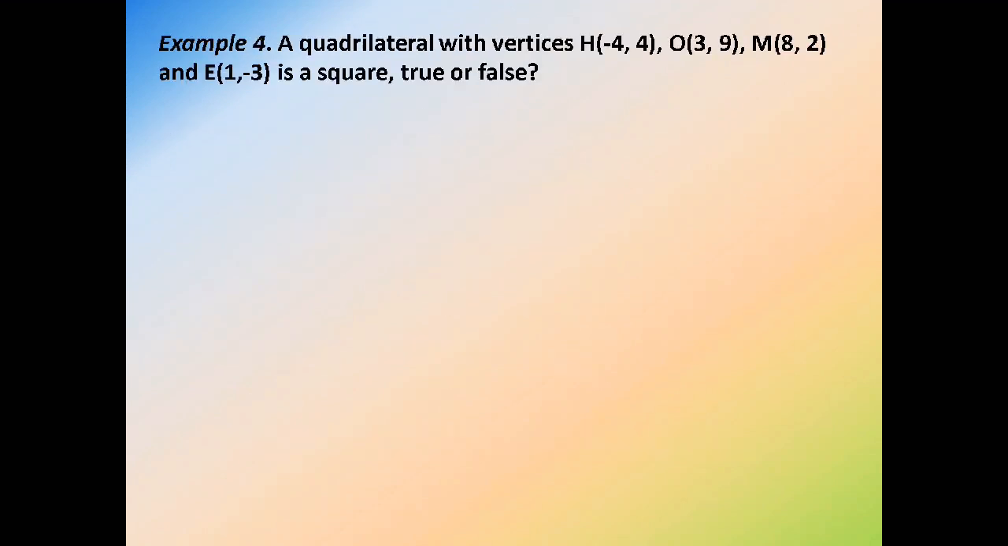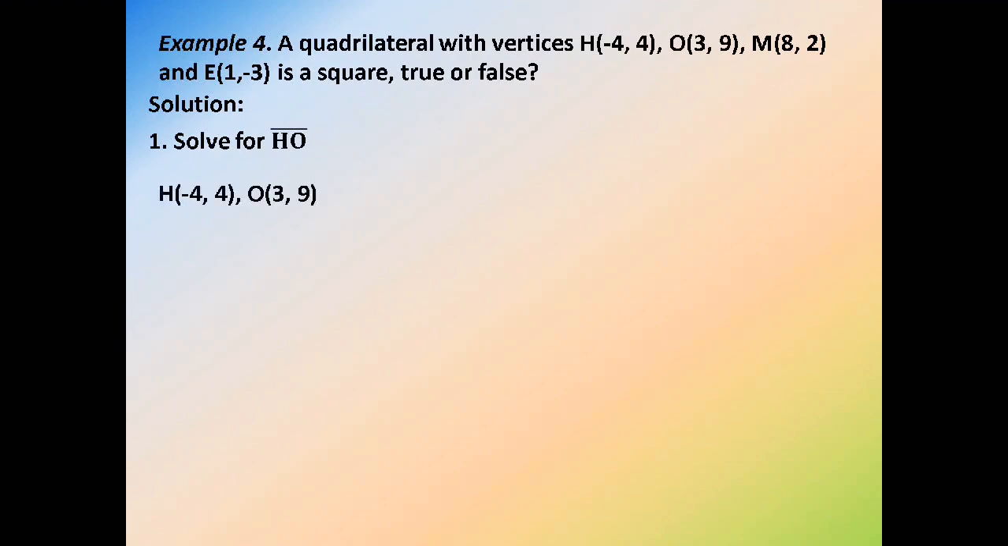Let us take a look at example number 4. A quadrilateral whose vertices H, which is represented by (-4, 4), O (3, 9), M (8, 2), and E (1, -3) is a square. Is it true or false? So first, we need to identify the segments of the given quadrilateral.